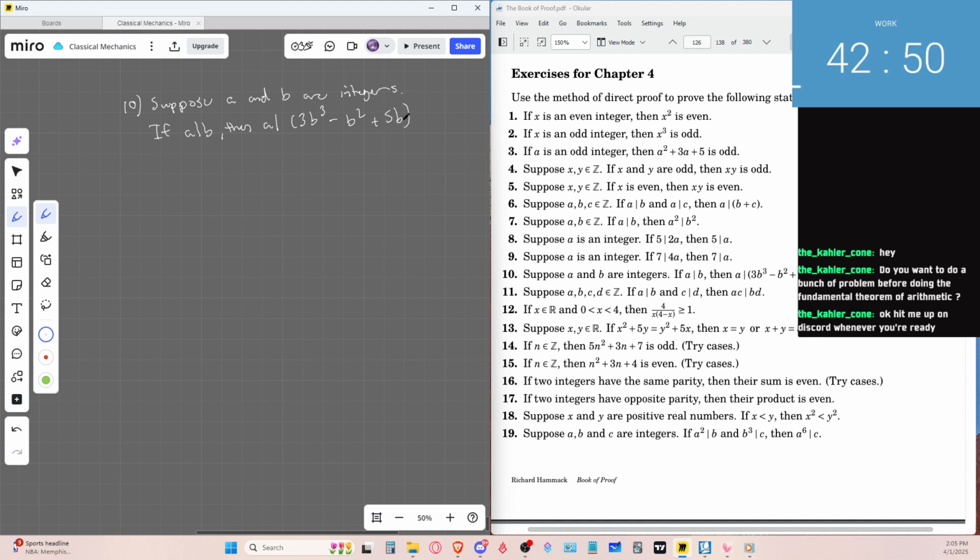After that, I think we can do these 2 problems and then go into the fundamental theorem of arithmetic, Sascha. So we'll do 10 and 11, and then try to get into the theorem of arithmetic, if that's alright with you. Okay, so proof. Suppose a and b are integers.